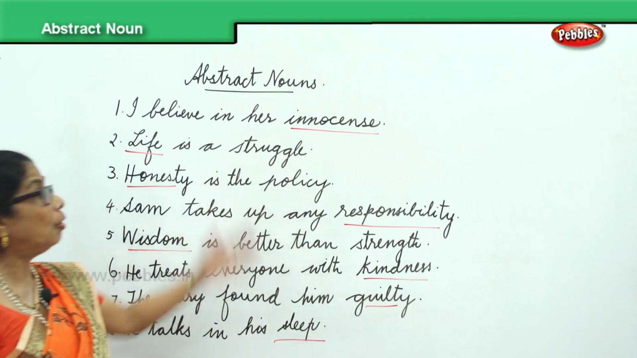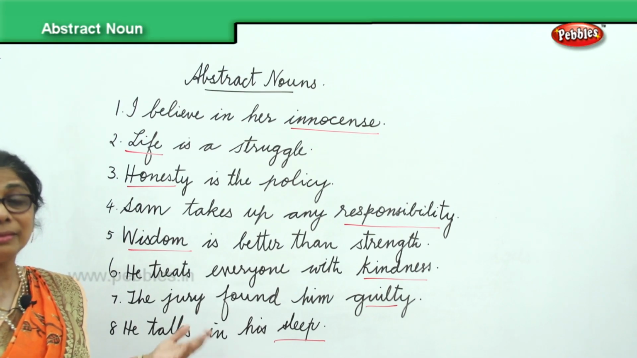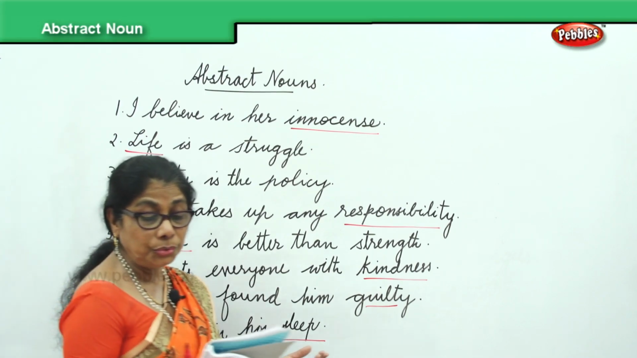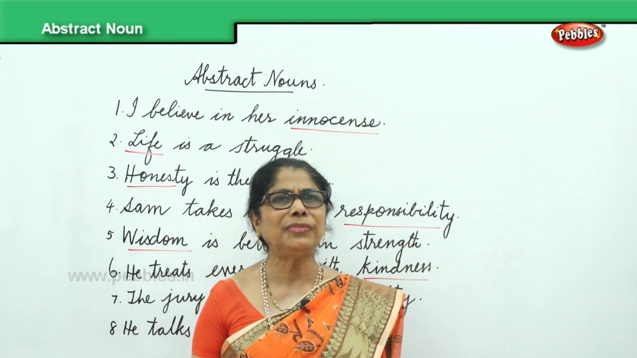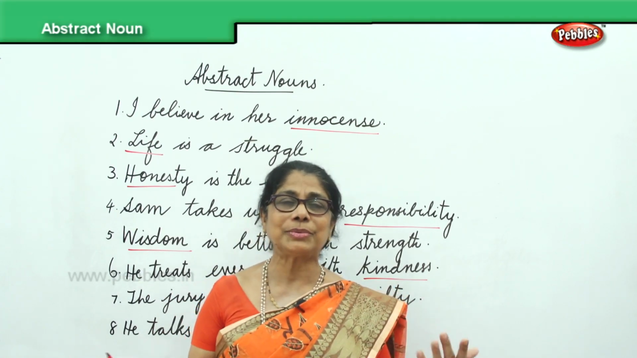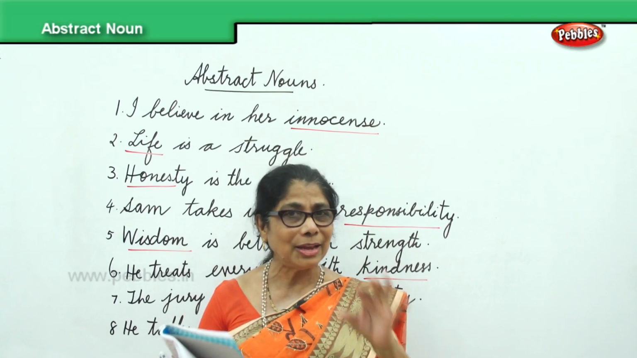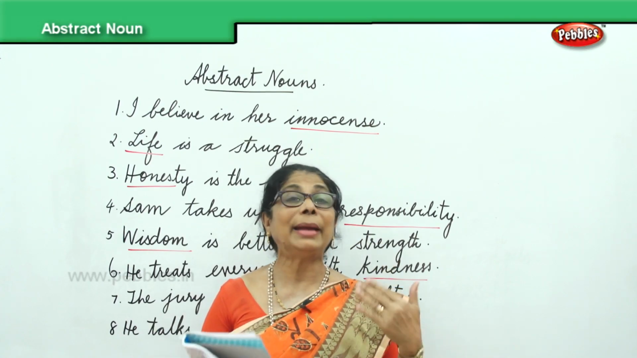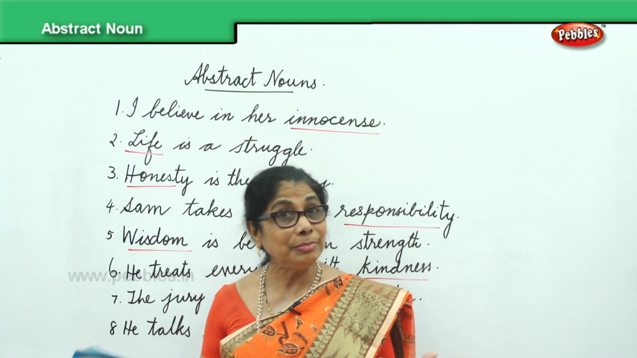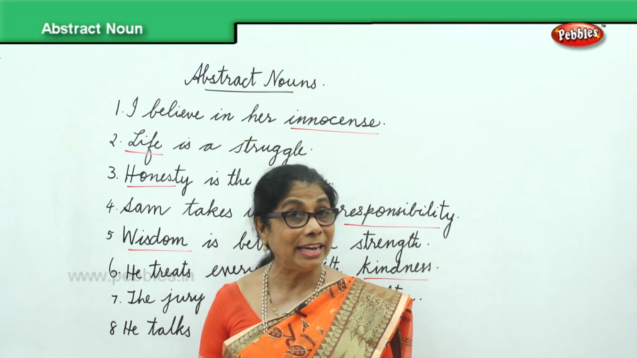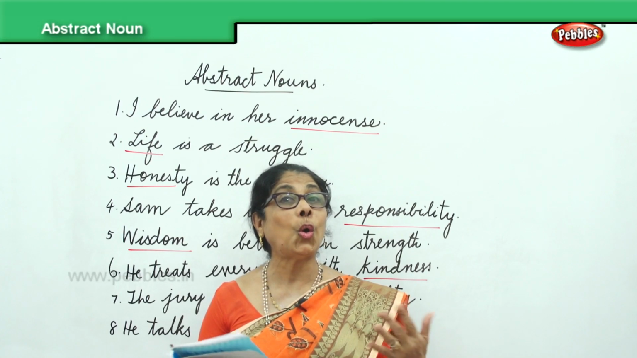So we say all this. The slave knows no freedom. What is freedom? Again, freedom is abstract. So unless we practice in sentences to identify, it's difficult. But actually, abstract noun is very easy to identify because we can only talk about it.